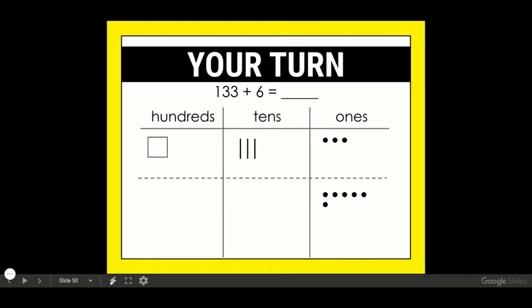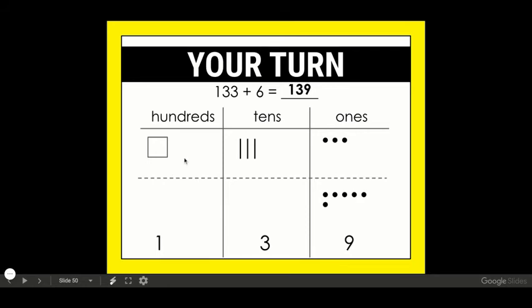All right, let's work together to figure out our total, our sum. Let's start by adding our ones. I'll count on mine and you count on yours. Let's see if we get the same. 1, 2, 3, 4, 5, 6, 7, 8, 9. Hopefully you also got 9 ones. Now we're going to count how many tens we have. 1, 2, 3. Did you get 3 tens? Now let's count our hundreds. Just 1. All right, did you get a sum of 139?